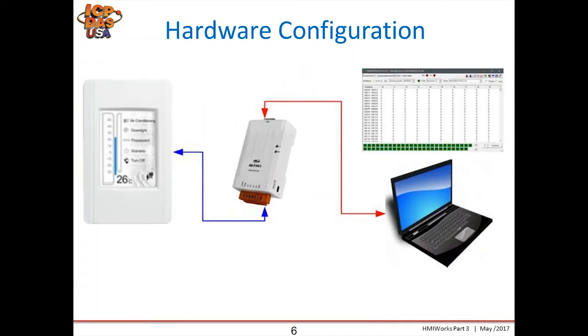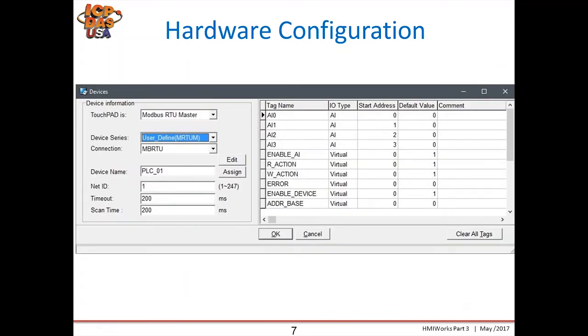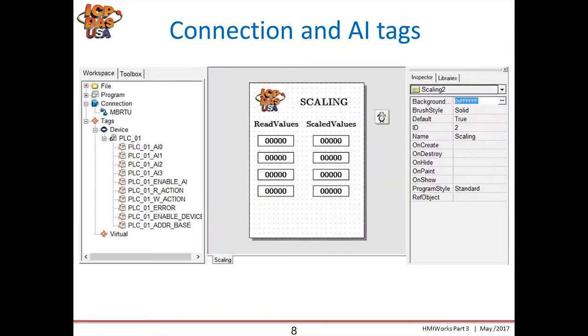For this webinar, we will use a TPD-280-ADU, which is a touchpad with a screen of 2.8 inches. We will be reading 4 analog inputs from a Modbus slave simulator. First of all, we need to create a connection for Modbus RTU and a device with the parameters needed, like we did in the previous webinar. In the workspace, we have the connection and the tags of the PLC device that we can use in the project. For this demo, we will only use 4 analog input tags.